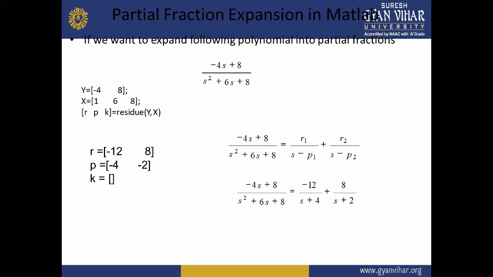So let's take an example. If you have this polynomial, which is equal to (-4s + 8) upon (s square plus 6s plus 8), and you use the MATLAB command, then you will get R equal to [-12, 8], P equal to [-4, -2], and K equal to 0. So your partial fraction for this equation will be -12 upon (s plus 4) plus 8 upon (s plus 2).